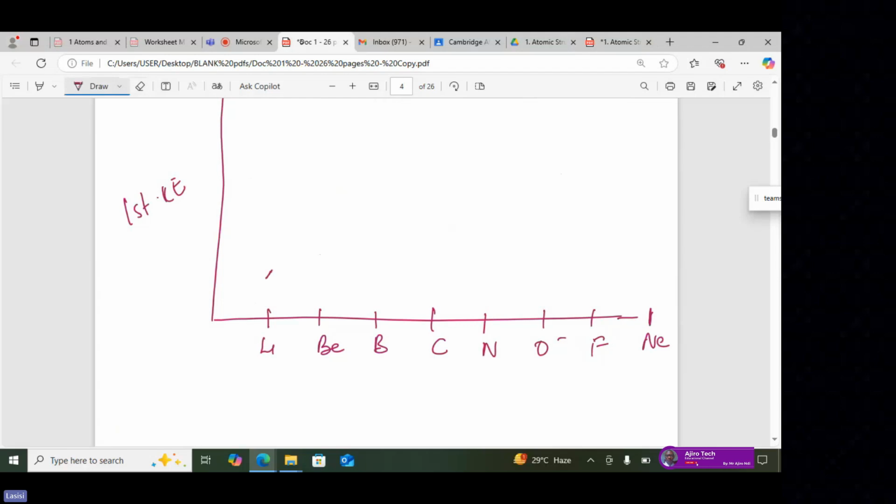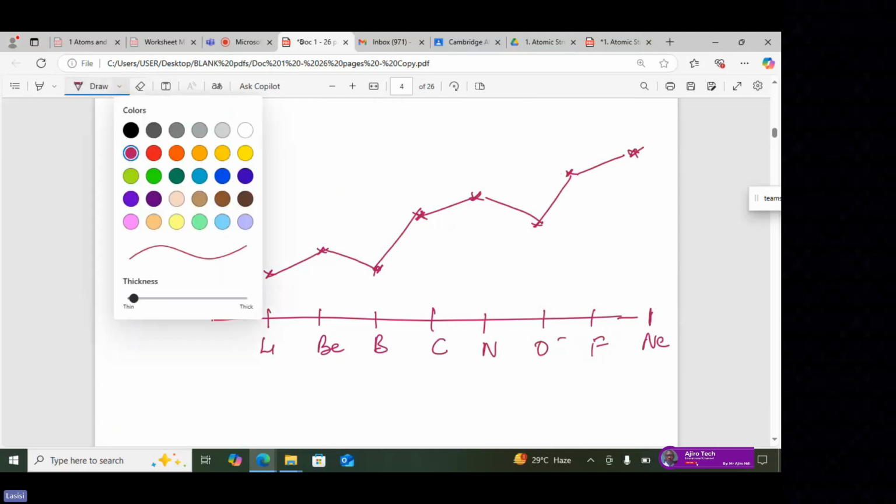So lithium, beryllium, then it should go to boron. Now it came back down a little at boron. It didn't go up, so boron is now lower than beryllium. I ask, why now? Then I go to carbon, nitrogen. Oxygen also came down. Why now? Then fluorine, neon. So there's an anomaly here.